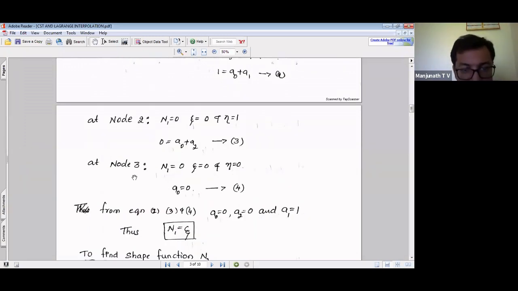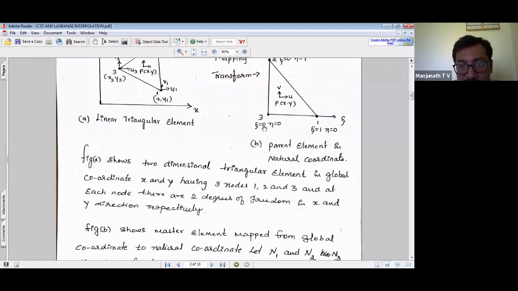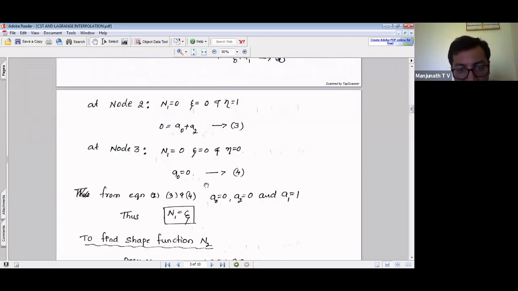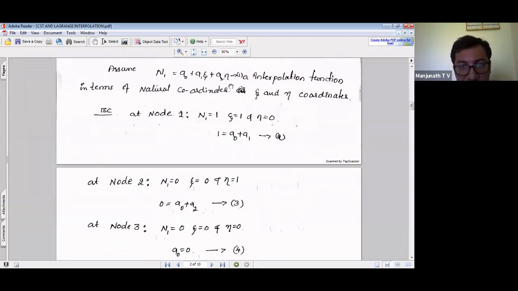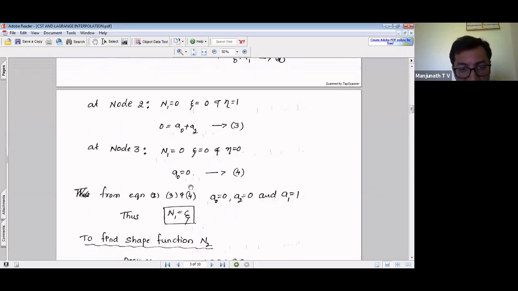Okay, similarly at node number 3, again the N1 value will be 0, and the zeta and neta values will both be 0. So consider all three values in equation number 1; you are going to get the a naught value as 0. Now just by using the a naught value in equation number 3, you are going to get the a2 value, again it is 0 only.